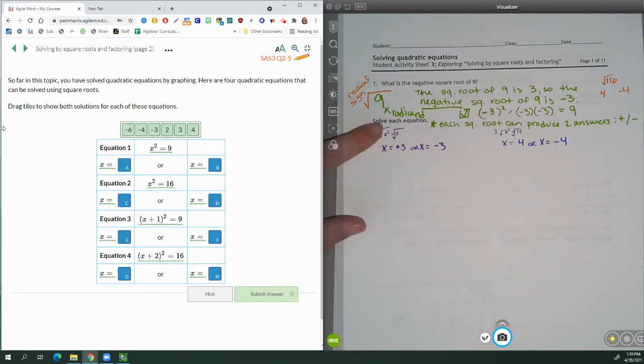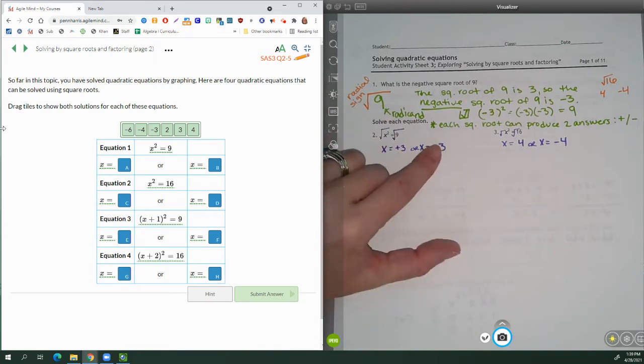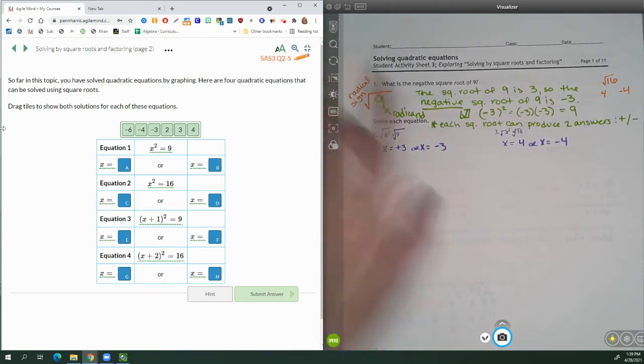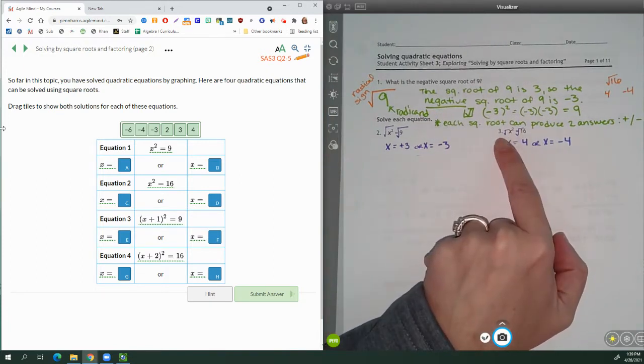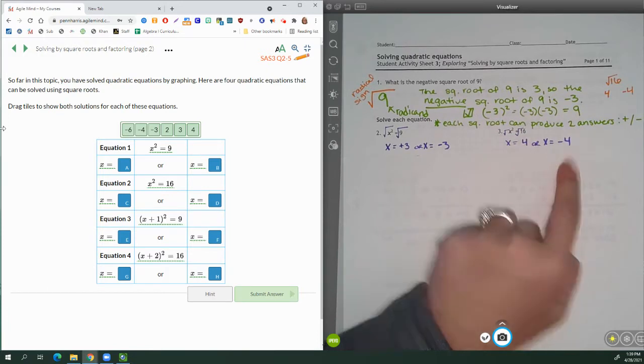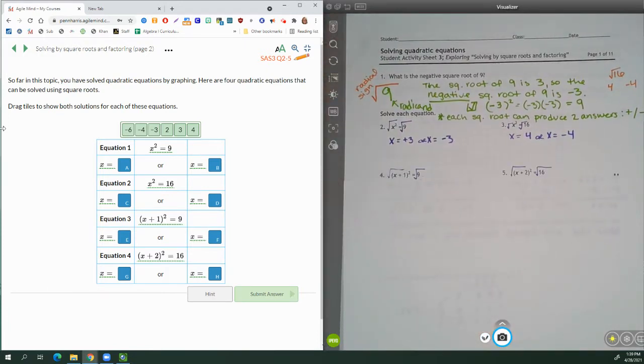If we check that back with our answers, we'd find 3 squared equals 9, and negative 3 squared is 9. Same thing with x squared equals 16. Take the square root of both sides to get rid of that squared term, and it produces both a positive 4 and a negative 4. Now let's take a look at when we do these answers down in equation 3 and equation 4.